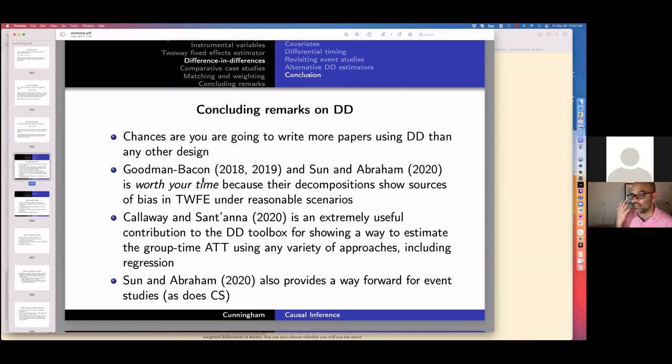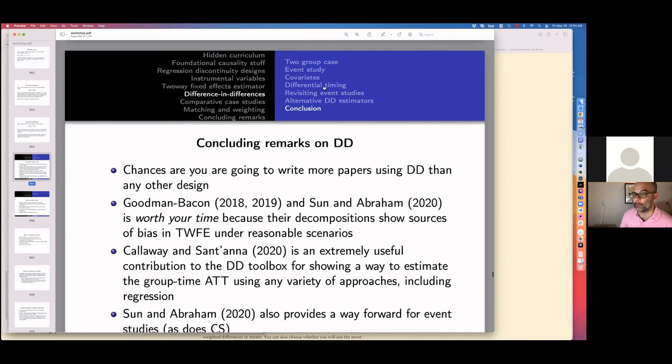But if you only hear me say one thing today, it is that with differential timing, two-way fixed effects is flawed.